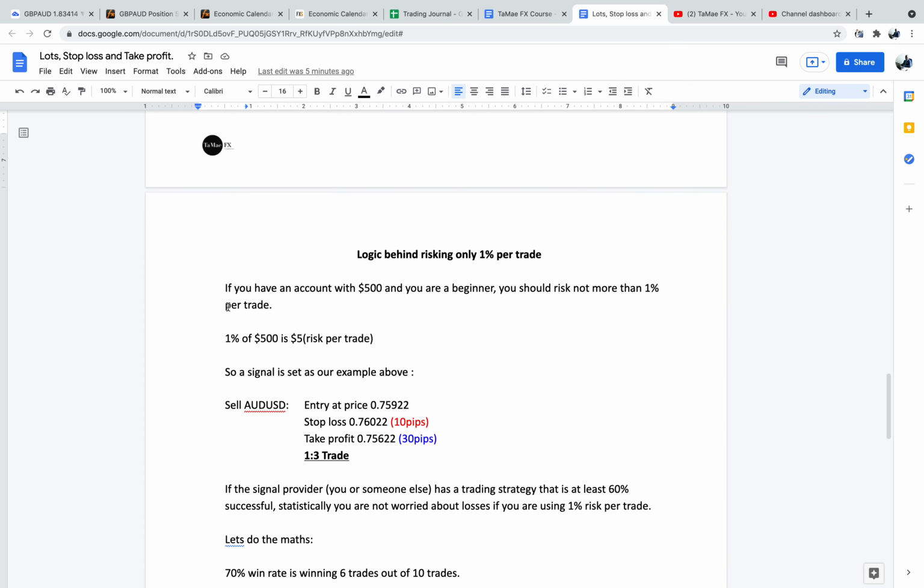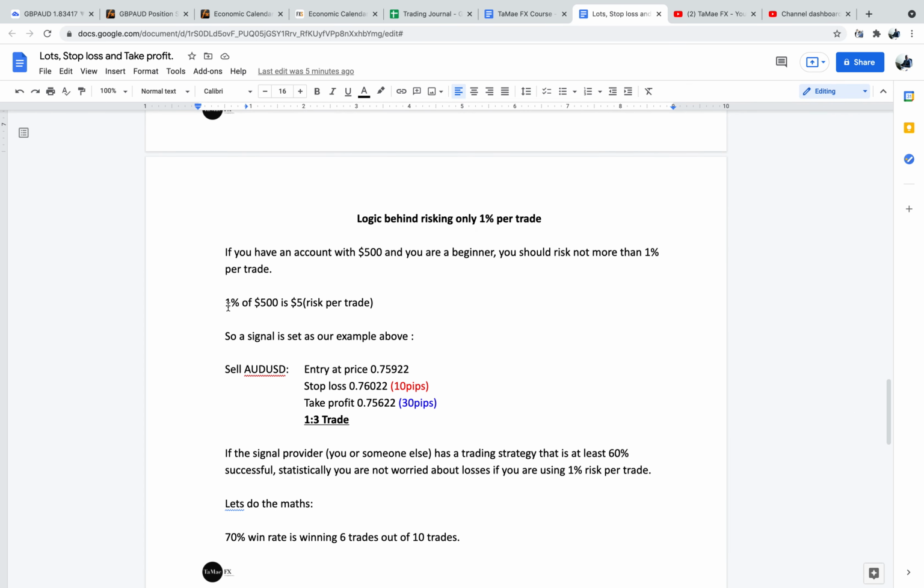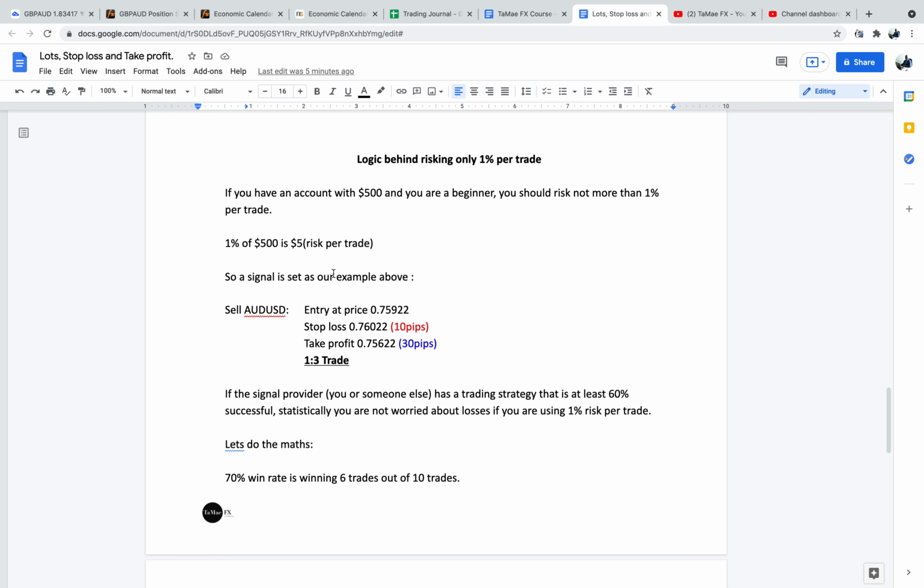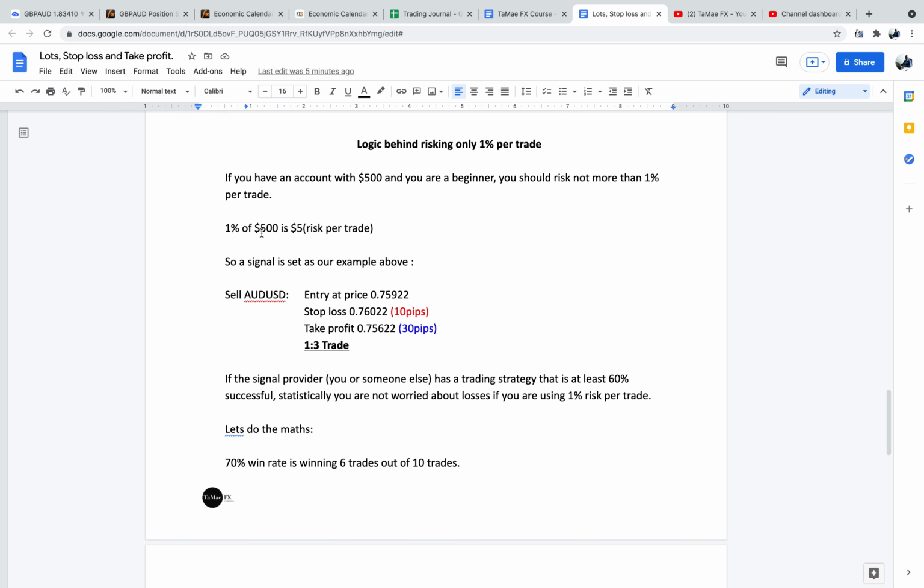Let's go to the logic behind risking only 1% per trade. If you have an account of $500 and you're a beginner, I would recommend you trade with only 1% risk. Let's talk about it more here. 1% of $500 is $5, which is the risk per trade. So if you enter a trade, you're only supposed to lose $5 on that trade.